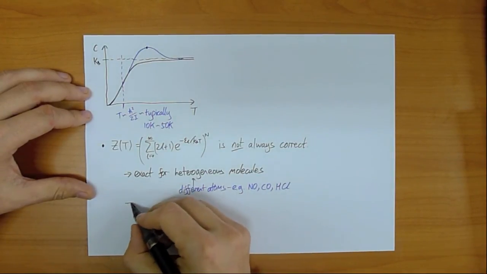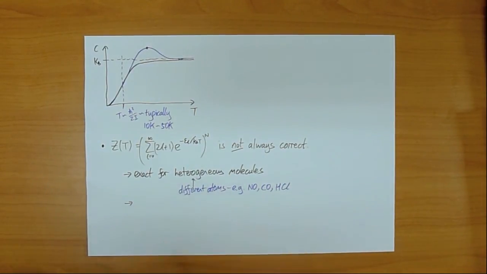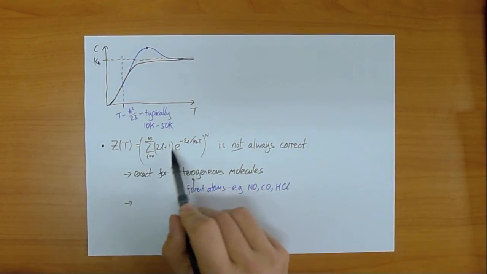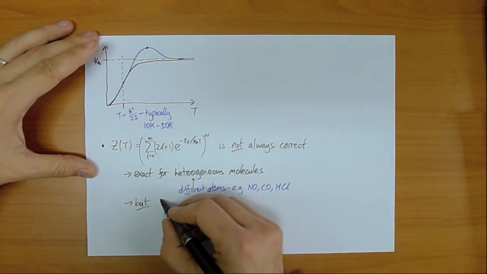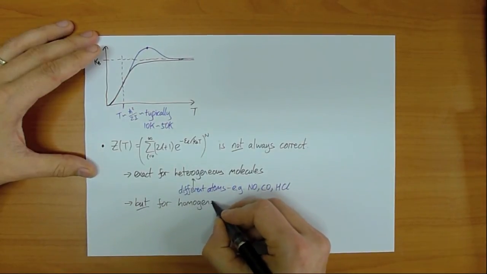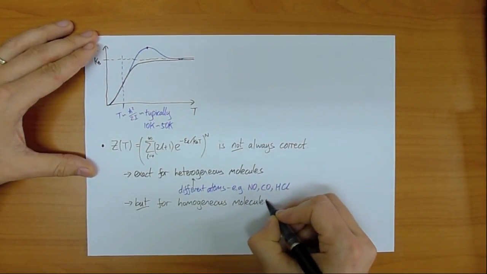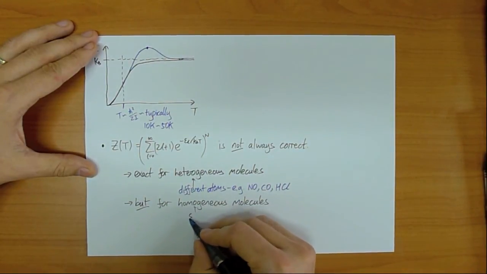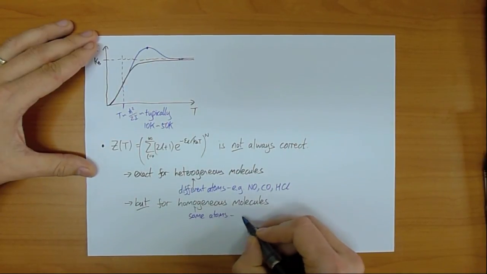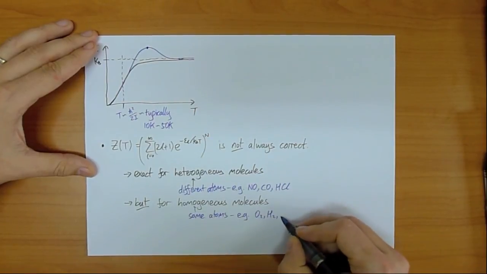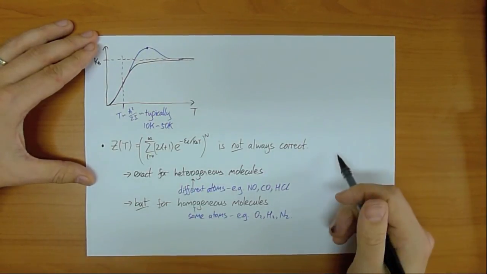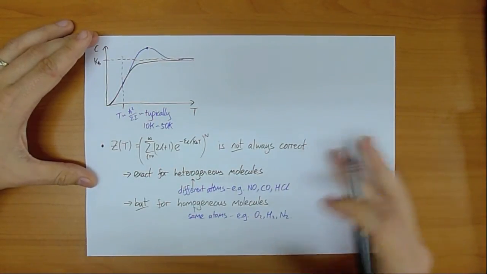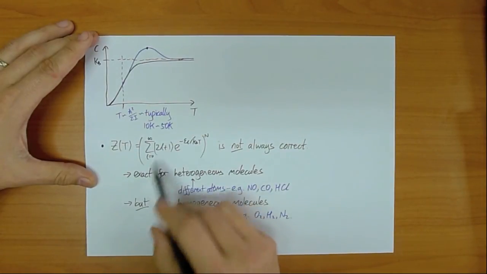But if the molecule is homogeneous, that means if the two atoms are the same, then some of the energy levels here are ruled out. That means the degeneracy 2L plus 1 is not exactly correct. So for homogeneous molecules, homogeneous means the same atom, or at least the same kind of atom. There are quite common ones: oxygen, hydrogen, nitrogen. For these molecules, some quantum selection rules prevent some of the energy levels.